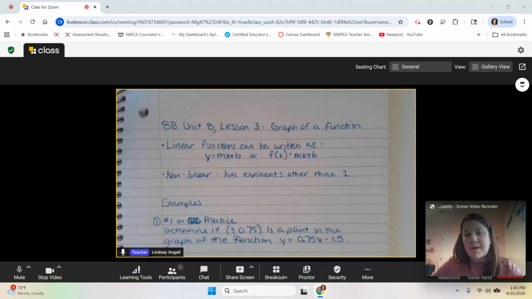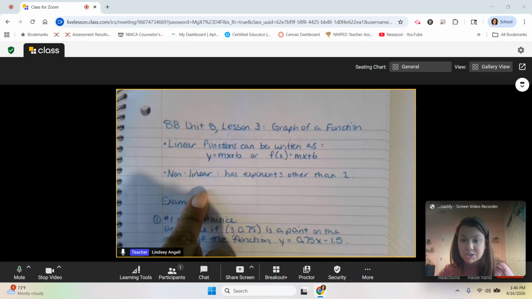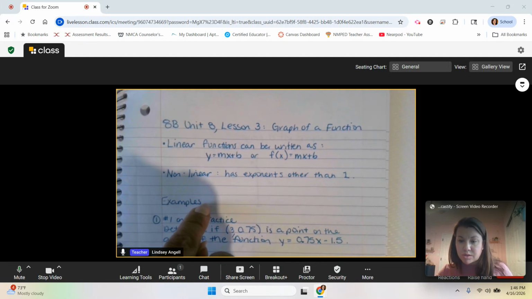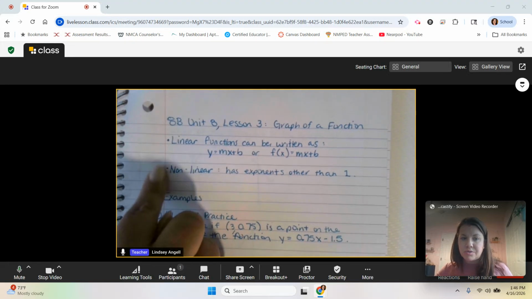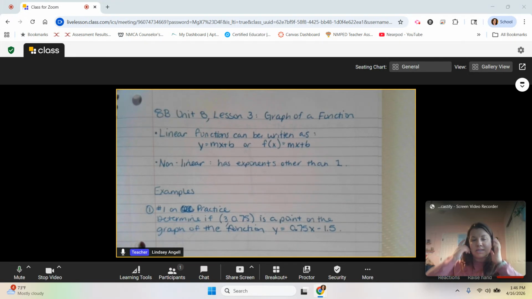So I have just a couple hints here at the top. There's a lot more information in your lesson, so make sure you read through the whole thing. Don't think that this is all that you need to take from it, okay? But a couple things to think about.